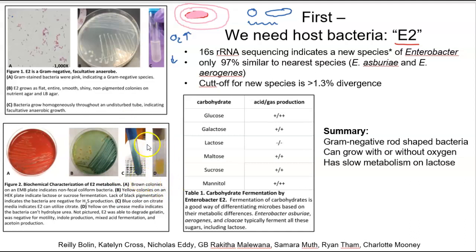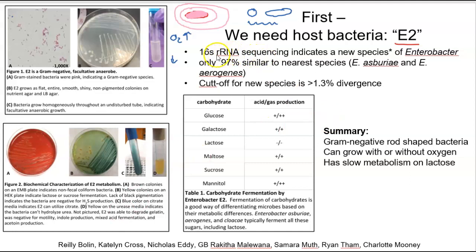And then D, this is a urease test. So the enzyme urease takes urea and converts it to ammonia. And if it does that, it changes the pH and it turns pink. Well, ours stayed yellow, so it doesn't use the enzyme urease. So we did several other tests, and if you combine all of that data together, you can narrow down the bacteria that you're looking at.